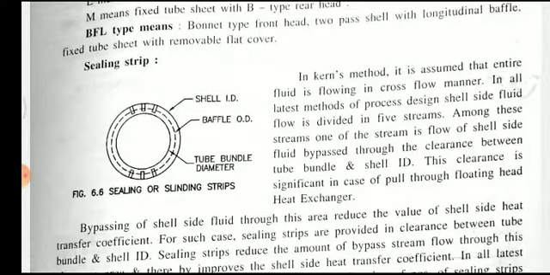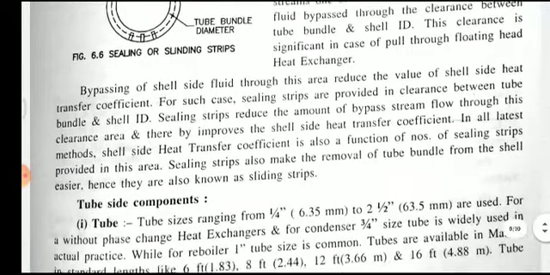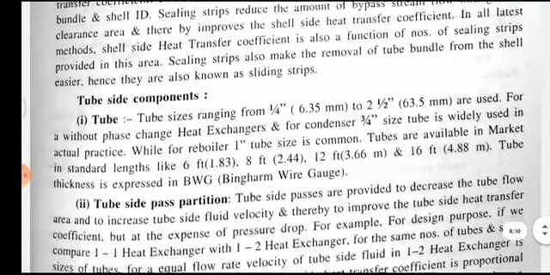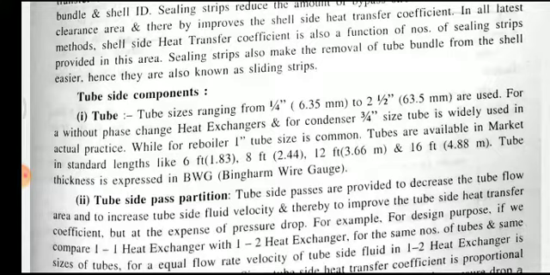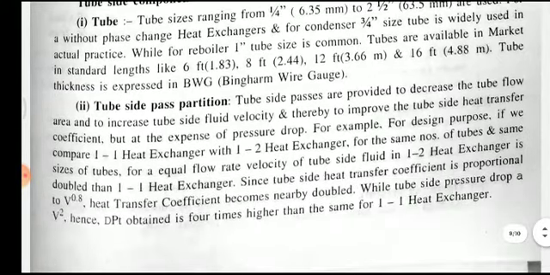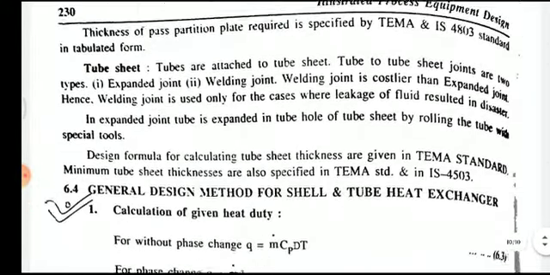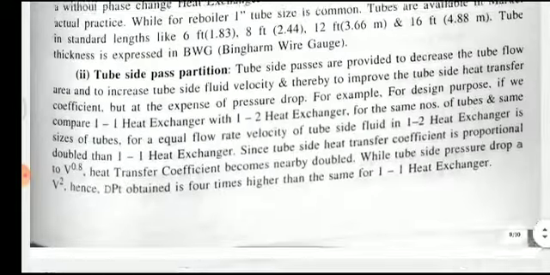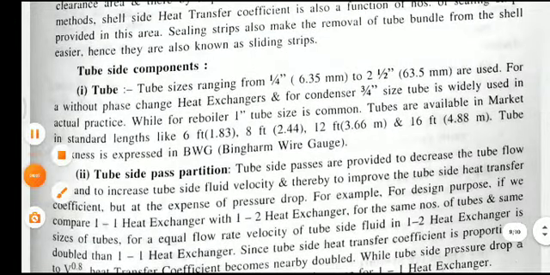And a sealing strip is generally used so the entire fluid is in a cross flow manner. In the latest method of process design, shell side fluid is divided into 5 streams. Then inside the tube side component, there is a tube side pass partition, then tube sheet. Okay, so these are the tube side pass partitions.